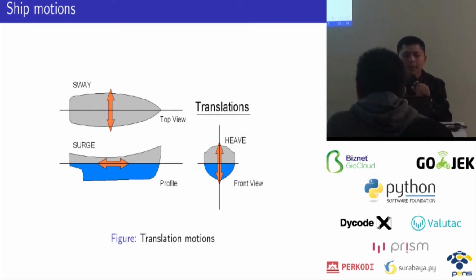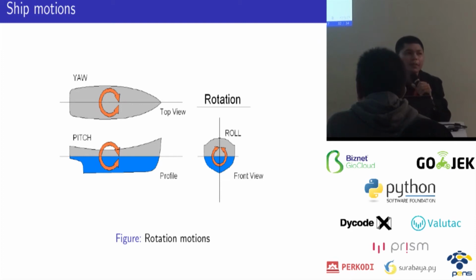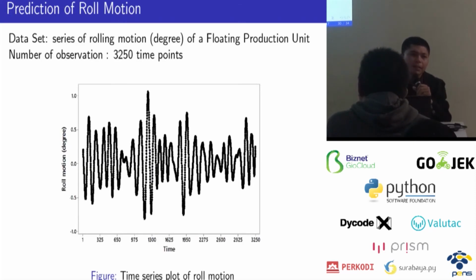What I'm going to analyze is the roll motion. The roll motion is one of the rotation motions in shipping. The data is actually not real data of a ship, but data generated from a simulation study. We built a small ship that represents the real ship, and then we generate waves, and a sensor captures the data. So this data is collected by the sensor. We are going to find the pattern of this data, because we want to know the stability of the ship.